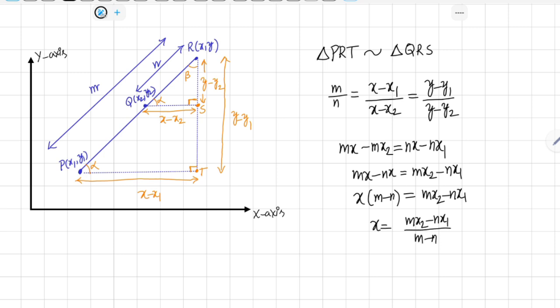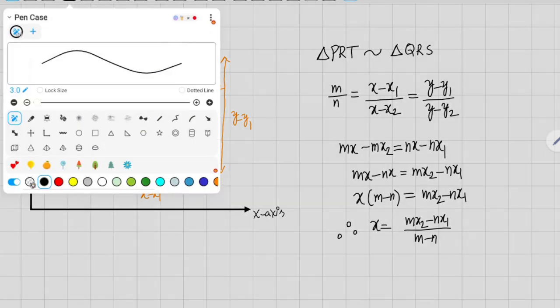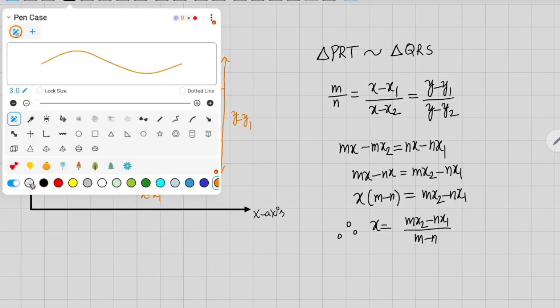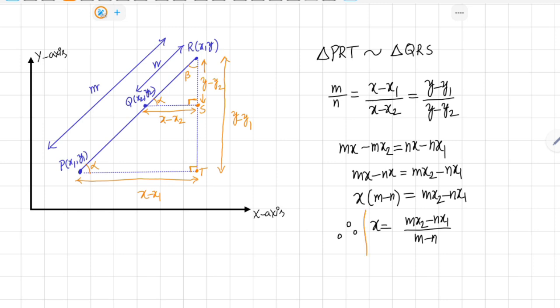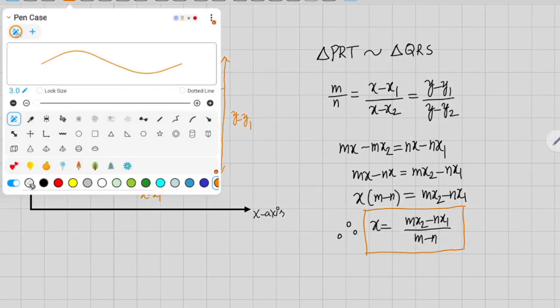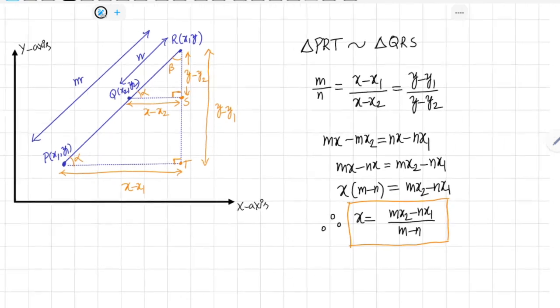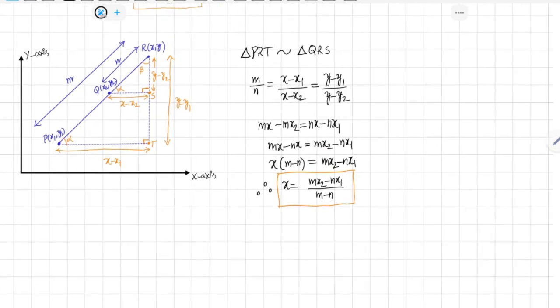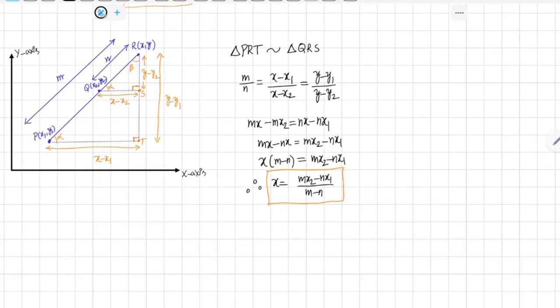Okay, so this is the formula to find the x coordinate of a point which divides the given line segment externally in the ratio of m is to n. Let me reduce the size of this slide a little bit so that we can have some space to do the problem.